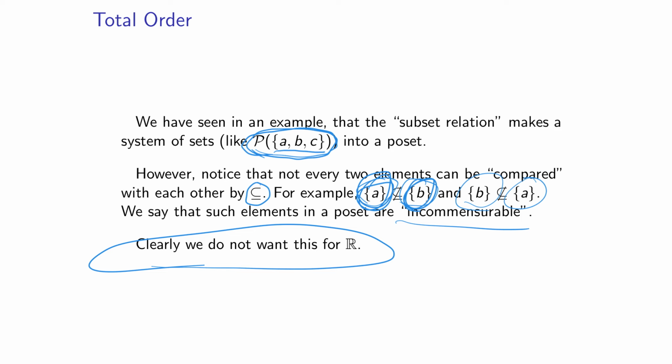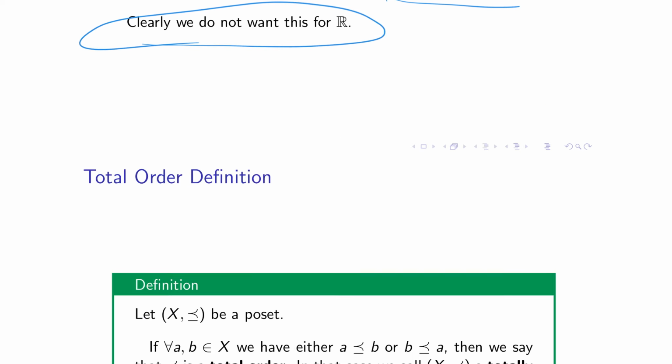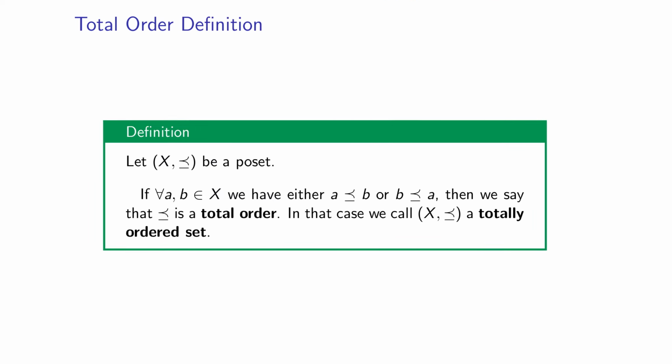Now, when we go on to talk about the ordering relation on the real numbers, that's not a property of the ordering on real numbers. So we don't want that. Basically, what I'm getting at is that the notion of a poset, although useful, is not strong enough to capture what we want for the real numbers. And so we're going to introduce this stronger notion of a total order, and the definition is below.